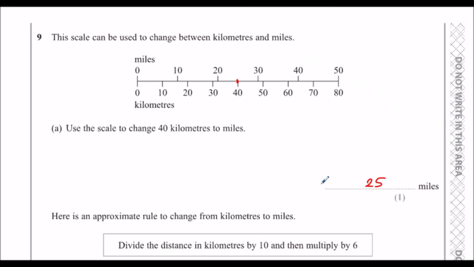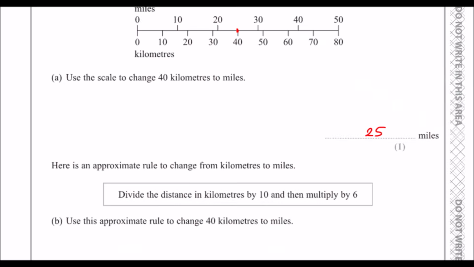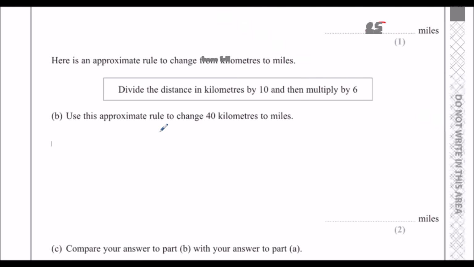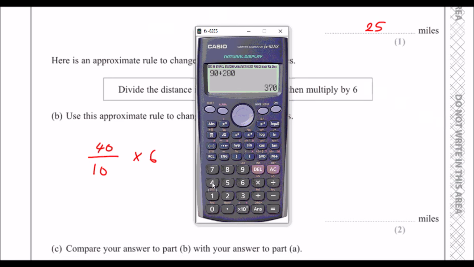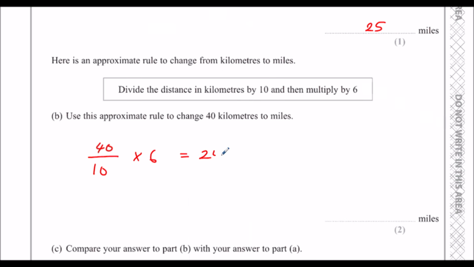Here is an approximate rule to change from kilometers to miles. Use this rule to change 40 kilometers to miles. So the rule says divide the distance in kilometers by 10 and then multiply by 6. So 40 divided by 10 is 4, then times 6, 24. So that's 24 miles.